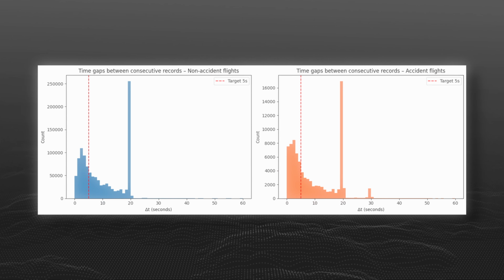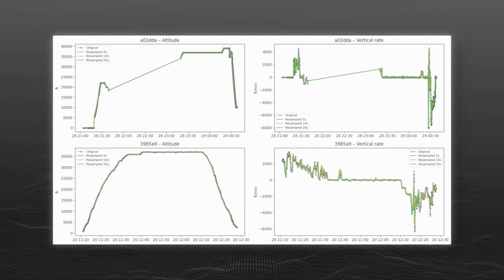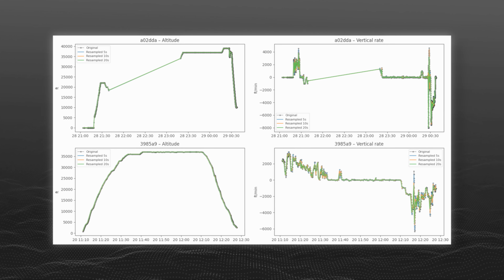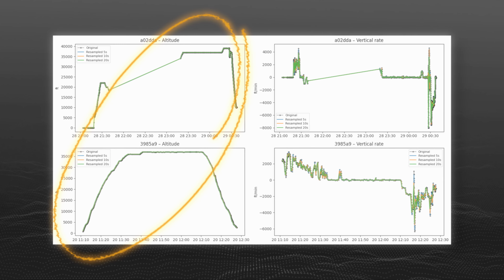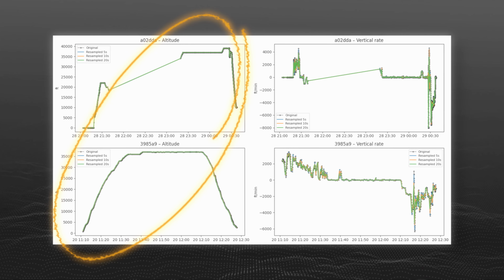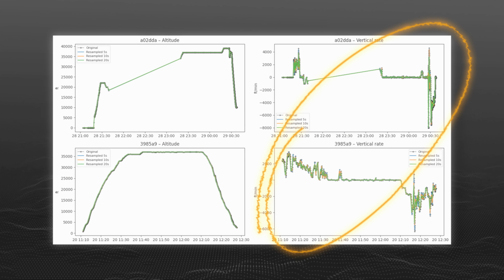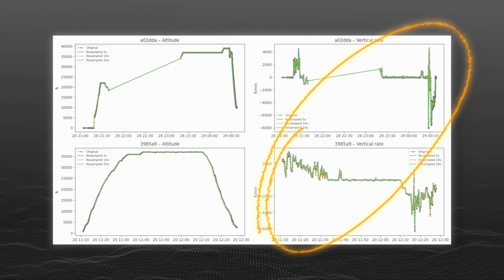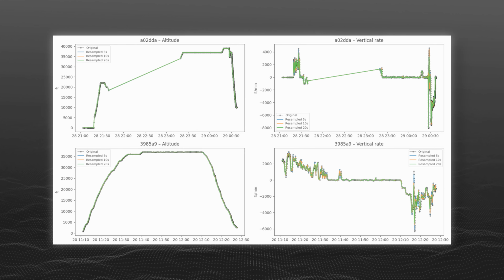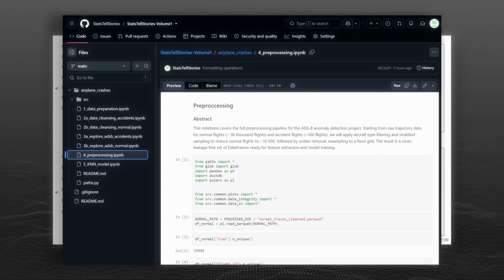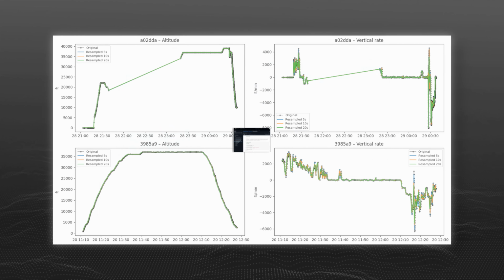Let's investigate 2 flights where the plane dropped the most, potential crash sites. For the altitude, all sampling intervals capture most of the information easily. For vertical rate, shorter intervals capture more detail, although the difference is not too extreme. Nevertheless, we choose 5 seconds, a good trade-off between detail and data size. If you're curious about the exact interpolation strategies we used, feel free to check out our notebook linked in the description. Let's move on to the next chapter.